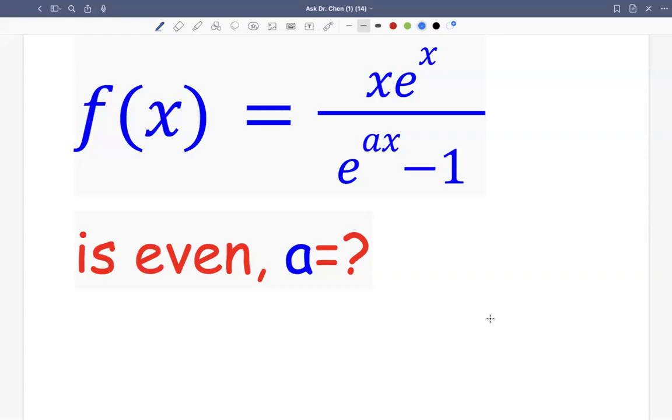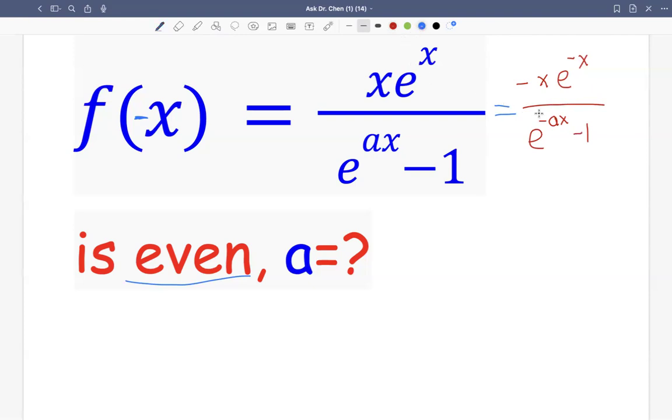Let's see this question. Given the function is an even function, right? What does even function mean? Even function means if we plug in negative x, the function value is still the same. So when we plug in negative x, what do we get? We get negative x e raised by negative x divided by e raised by negative ax minus 1. Right? So that means those two are equal to each other.